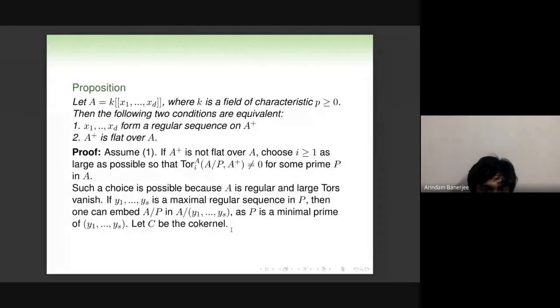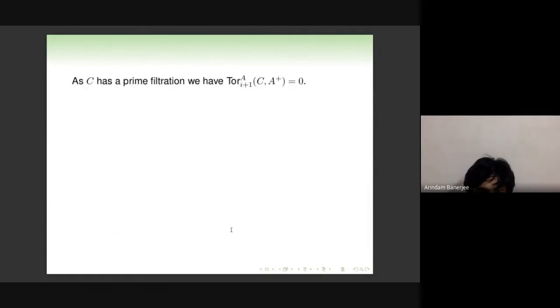If y1, ..., ys is a maximal regular sequence in P, then one can embed A/P in A mod (y1, ..., ys), and as P is a minimal prime, A mod P can be embedded. Minimal primes are associated, and let C be the cokernel. As C has a prime filtration, we have this Tor.